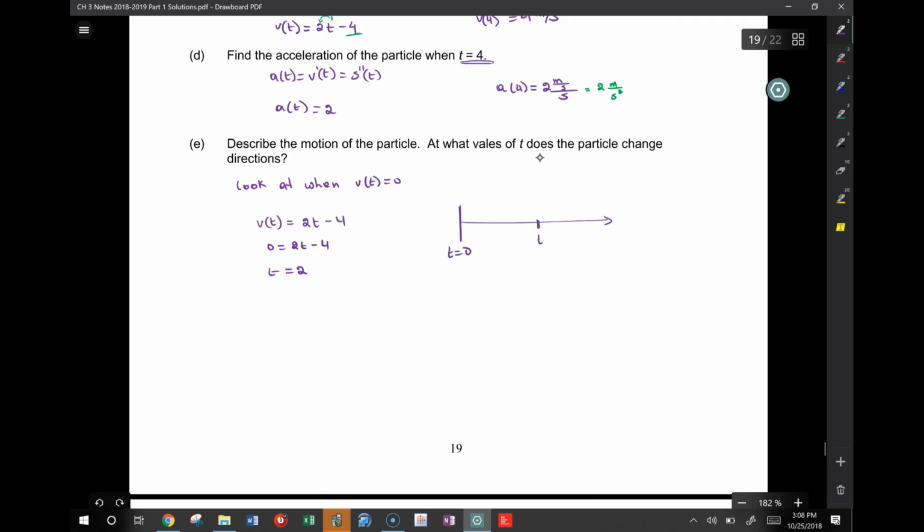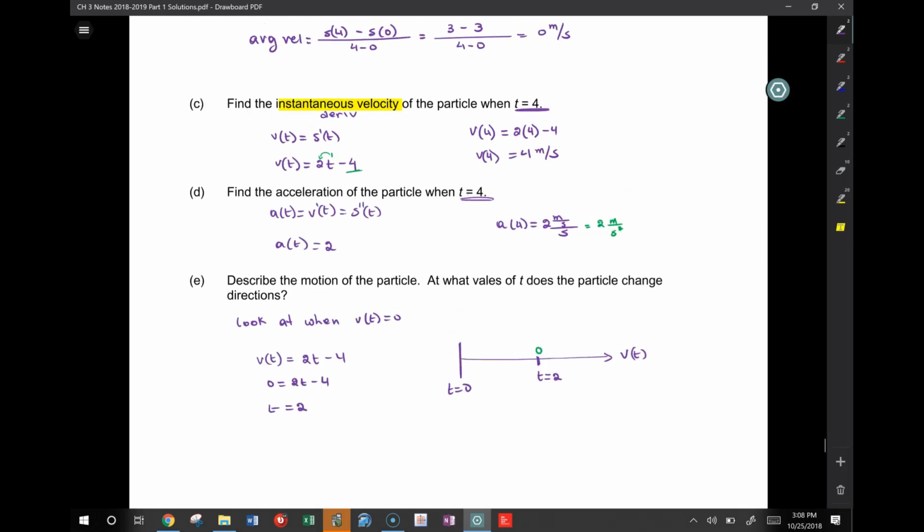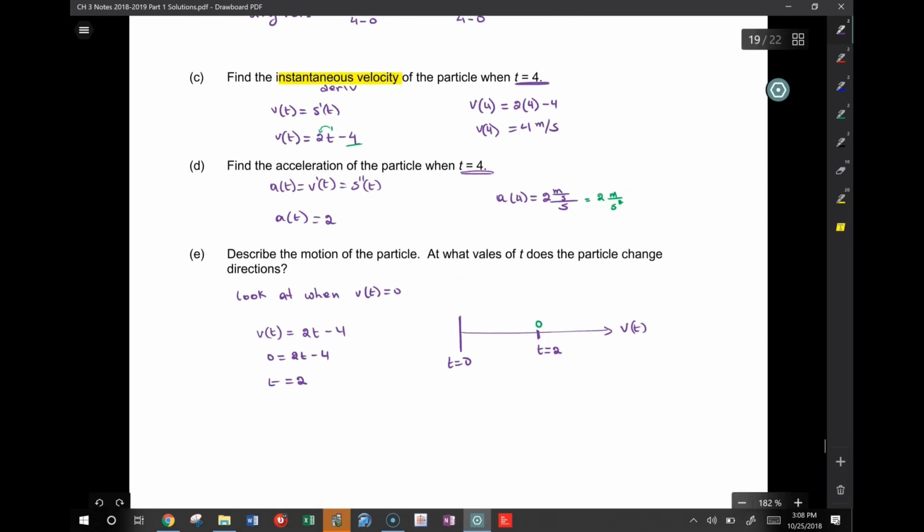At t equals 2, what was the velocity? 0. So this axis represents v of t. Now, between t equals 0 and 2, was the velocity positive or negative? How do you know? What you do is you plug in a number, like let's say t equals 1, into the velocity, and you get a negative number.